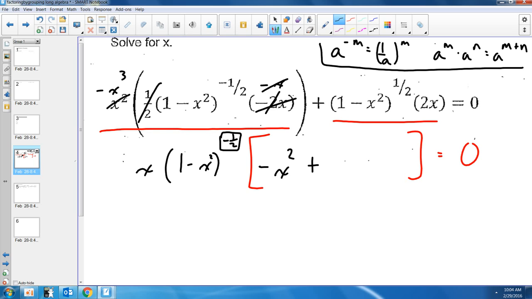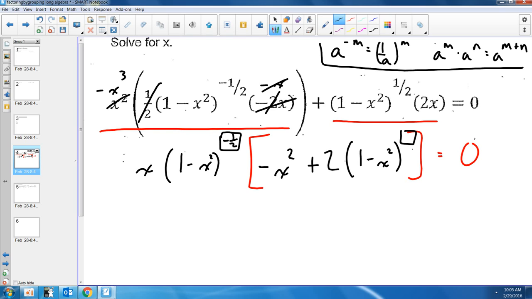I'm looking at my number. It says 2x. There's a 2 here, so the first thing I'm going to write down is a 2. So now I have 2x, and now I have to think a little bit, because this negative 1/2 is not the same as that 1/2. So if I were to do this, I have to put in 1 minus x squared to some exponent such that when I add these exponents, I get 1/2. So I have to think, 1/2 plus what gives me 1/2?